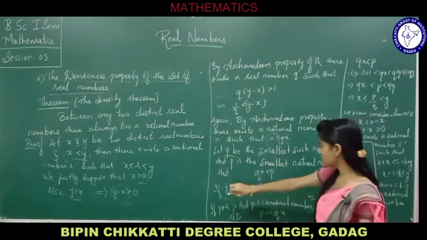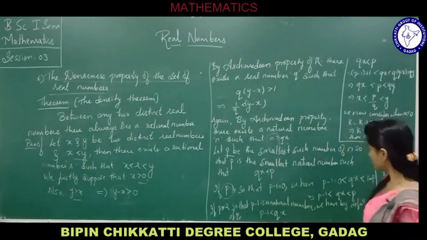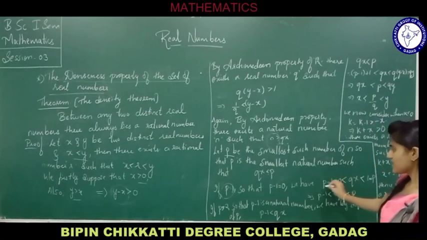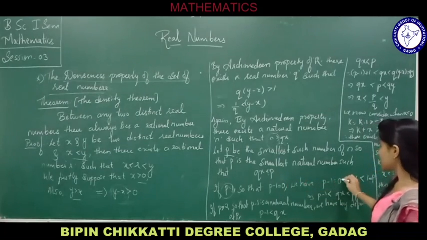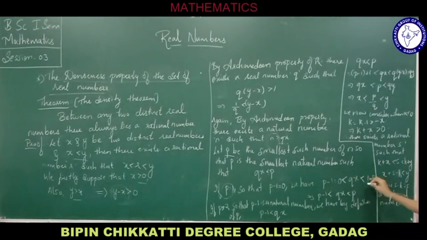What happens if p is equal to 1? Obviously, p minus 1 will be equal to 0. Then we have p minus 1, which is 0, less than qx, which is less than 1, which is equal to p. Then we said that p minus 1 is less than qx, which is less than p.